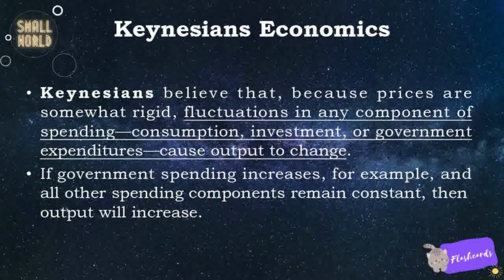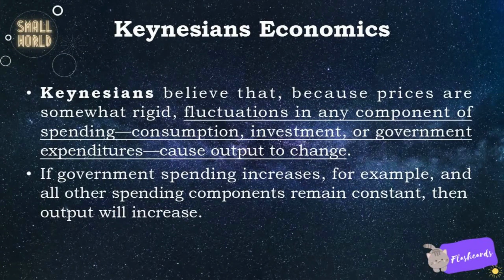Keynesian economics. Keynesians believe that, because prices are somewhat rigid, fluctuations in any component of spending, consumption, investment, or government expenditures, cause output to change. If government spending increases, for example, and all other spending components remain constant, then output will increase.